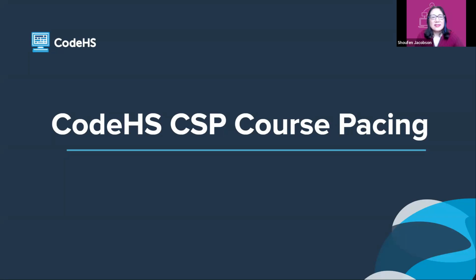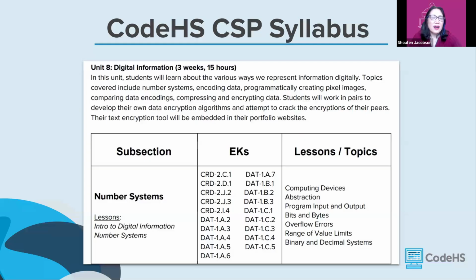All right, now let's take a look at the pacing. The CodeHS AP CSP syllabus provides an estimated time for each unit, meaning how many weeks you want to spend on the content for this unit, and how many instructional hours you want to provide for the students to digest the content in this unit. However, this is just a suggestion. You can modify it based on the needs of your students and their performance in the AP classroom, and make adjustments based on that data.